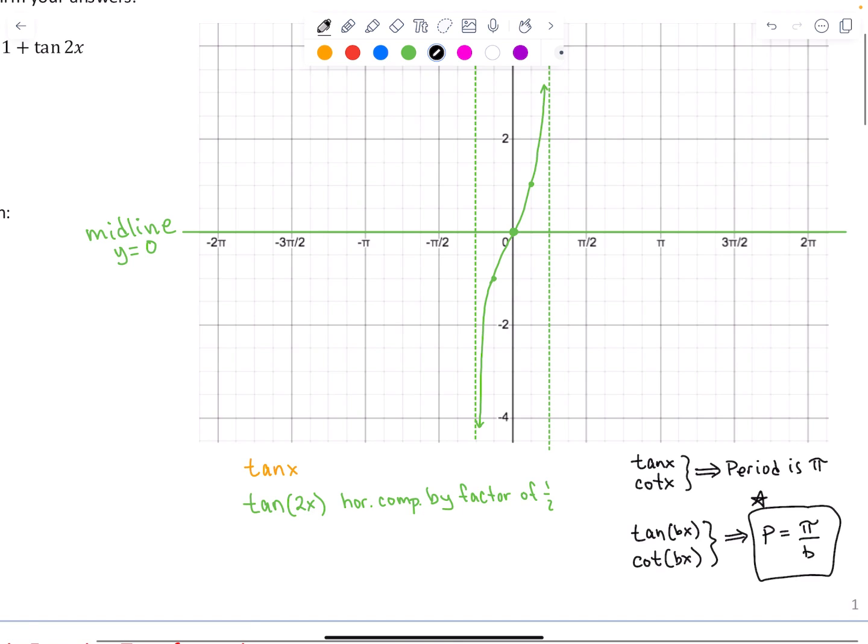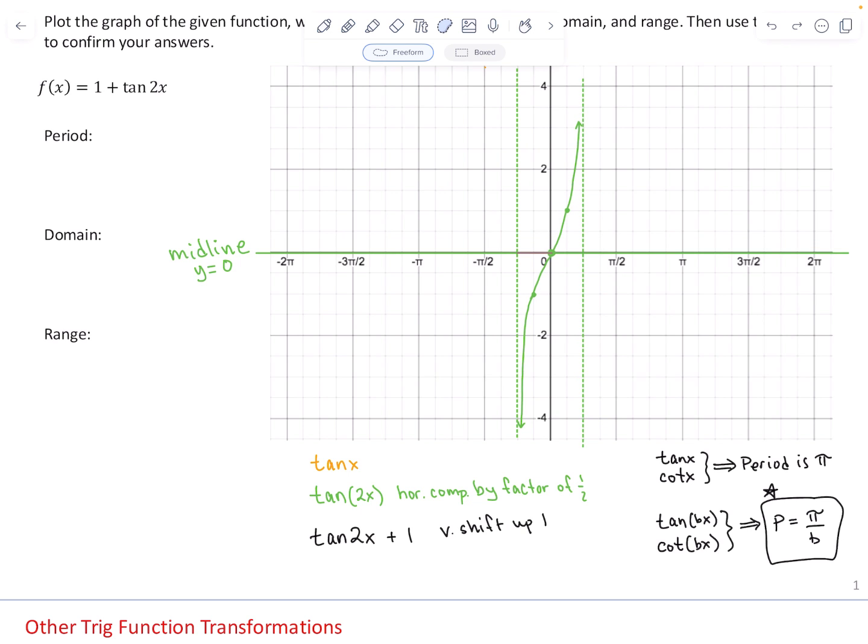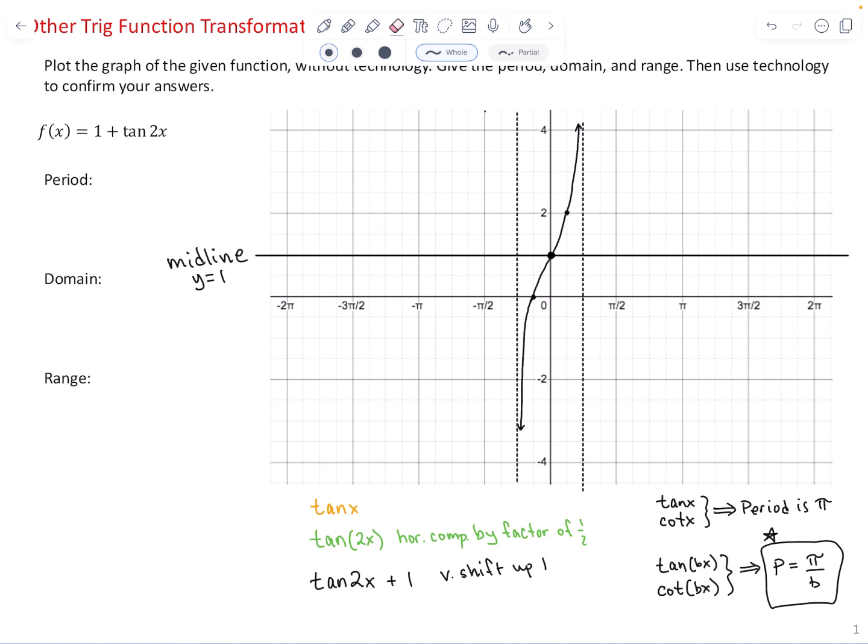Now the final transformation is this +1 here that's in the front. The 2x does not need to remain in parentheses, and you could put the +1 after the fact. Just make sure you do not interpret this as 2x plus 1 as the argument. So sometimes it is helpful to keep these parentheses in place, but they're not necessary. And this, of course, is a vertical shift up 1. This will move the entire graph, including the midline, up 1 unit.